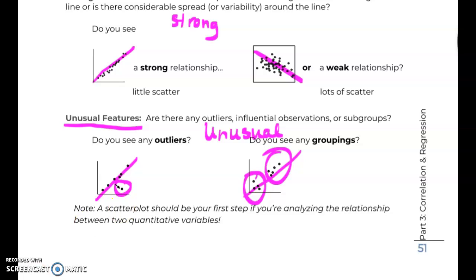So make sure when you're considering linear correlationship between two variables, you want to always look at a scatter plot first. Then you're going to look at the strength, the direction, the form, and looking for unusual features, and make sure you describe that within the context of your data.